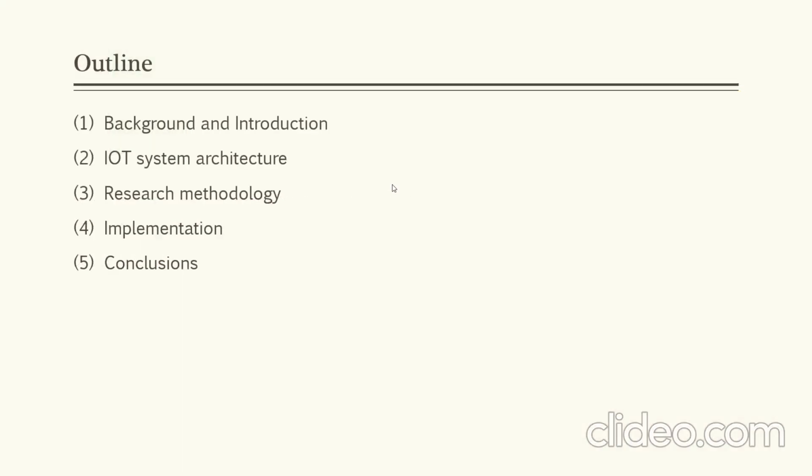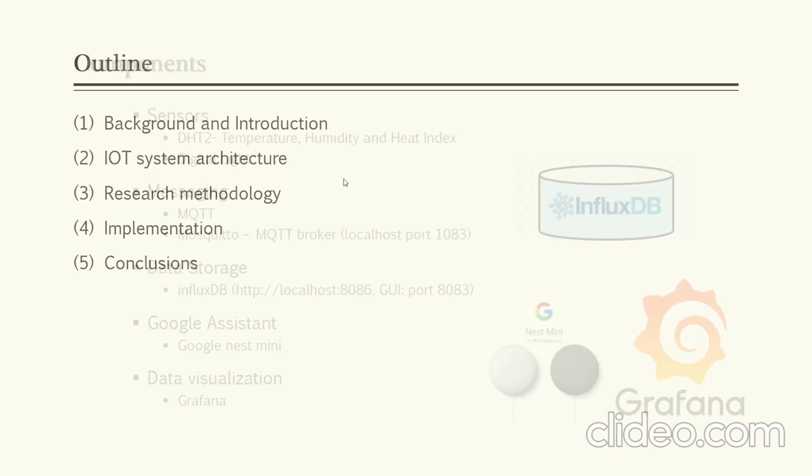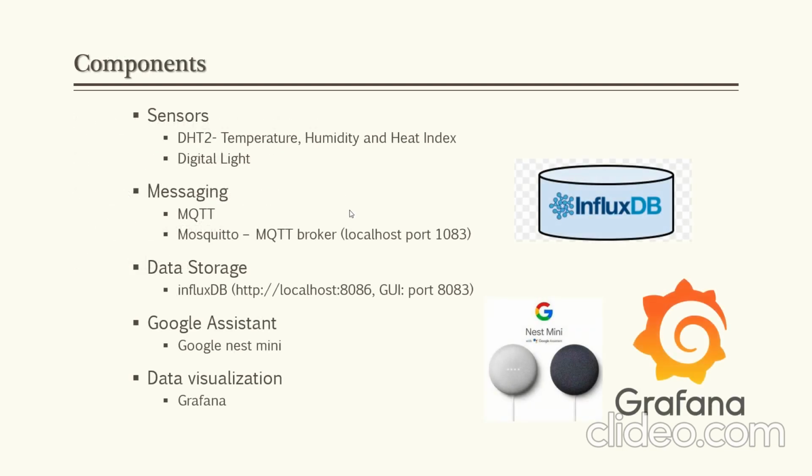The outline of this project consists of the background and introduction, IoT system architecture, research methodology, implementation, and conclusions. Coming to the components that we use in this project: the sensor we use is the DHT22 for temperature, humidity and heat index, and a digital light. For messaging we use MQTT Mosquitto. For data storage, InfluxDB. The Google Assistant we use is the Google Nest Mini, and for data visualization we use Grafana.